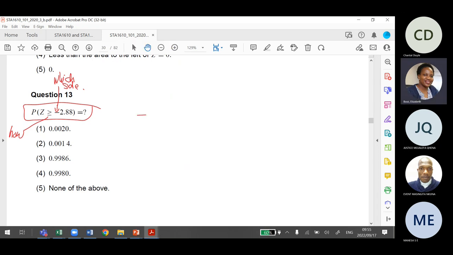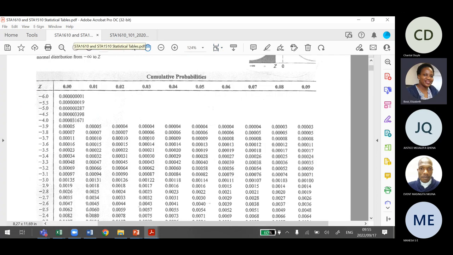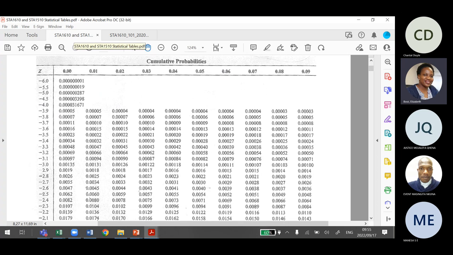And remember, it's -2.88. So the 2 we will find on the side, and the 8 we will find at the top. Right? So that's what we know. -2.8, and there it is. At the top, we need to just find the last digit. Always remember the last digit, two decimals, last digit at the top. Where they both meet, that's the value that we're looking for.